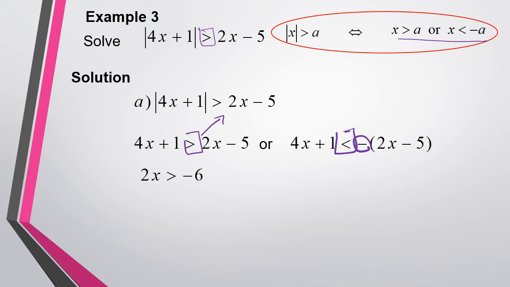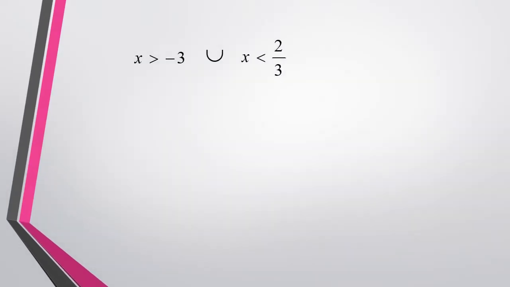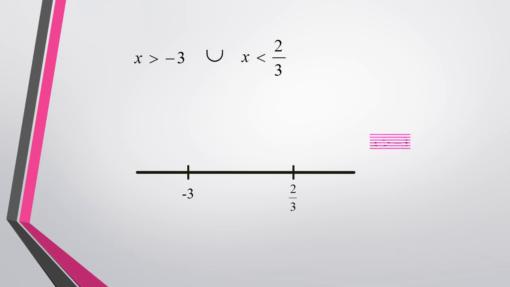So for the left hand side we have 2x more than negative 6, so x should be more than negative 3, and the other side will be 4x plus 1 less than negative 2x plus 5, so it will be 6x less than 4, so x less than 2 over 3. Because of the definition of more than, we have or, so to accept this answer, draw on the number line. So x more than negative 3 and x less than 2 over 3.